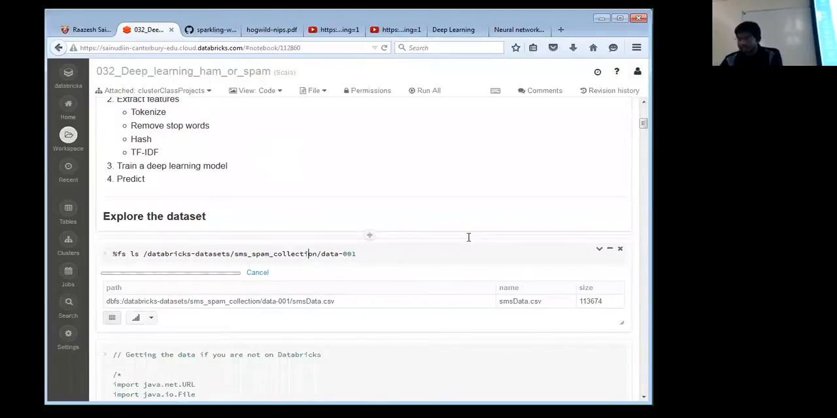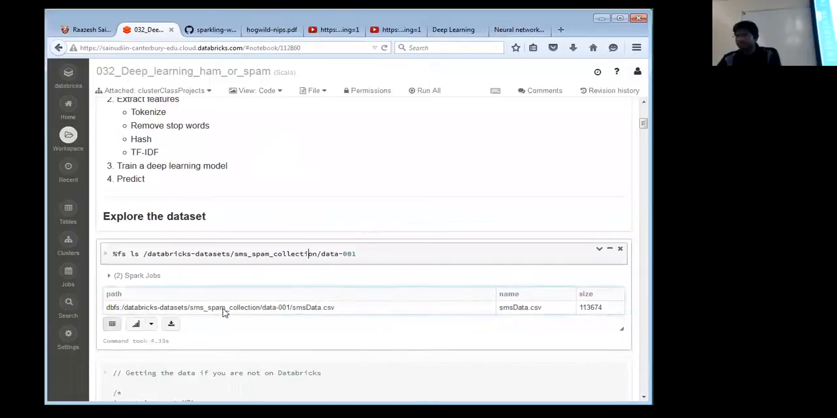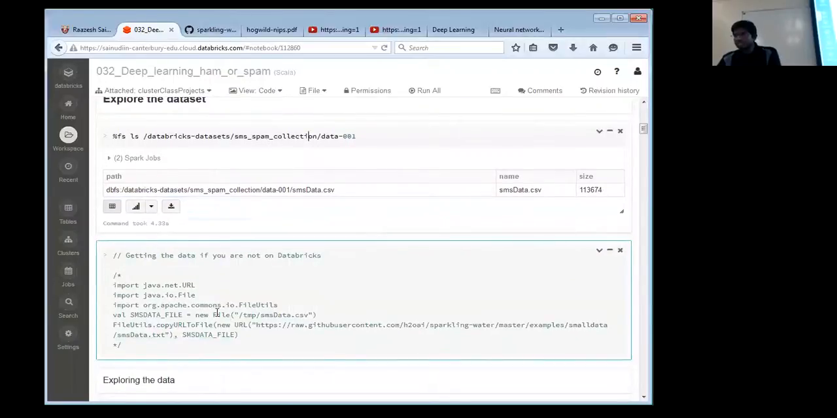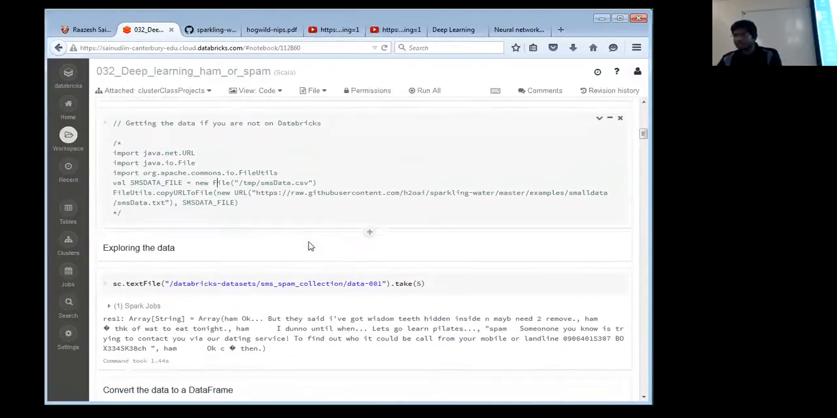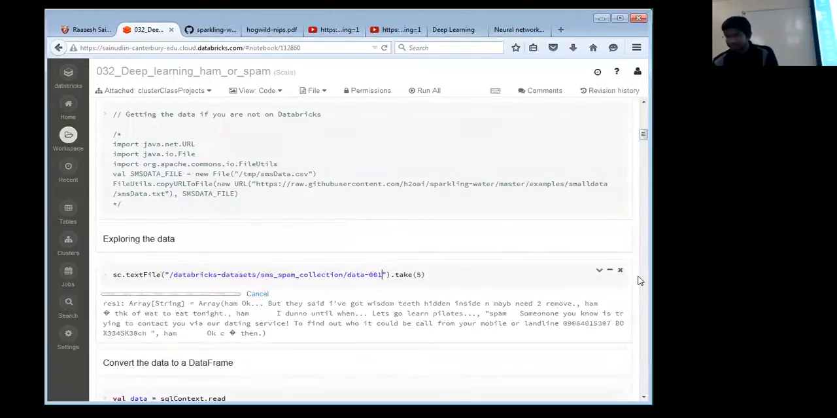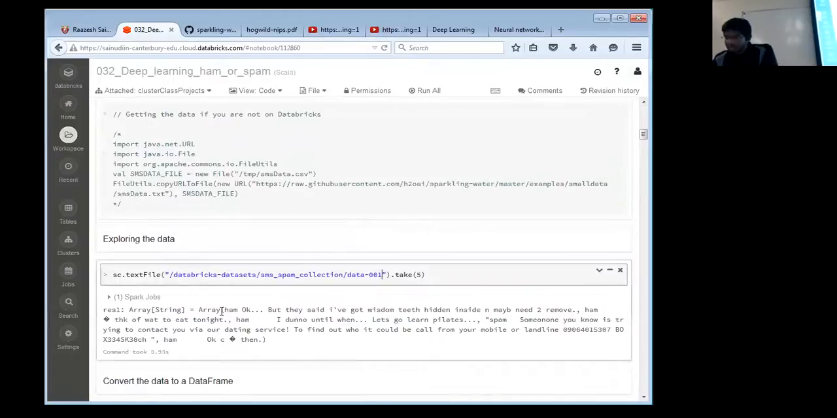Okay, so this is the data set. The data set is already available in the Databricks file system. If it's not available, you can use this little code snippet to get the data. Again, I have taken it from Sparkling Water's GitHub. Let's look at the data. The data is separated by tab: ham is the label, then a tab, and then the actual text. This is another label, a tab, and some other text.